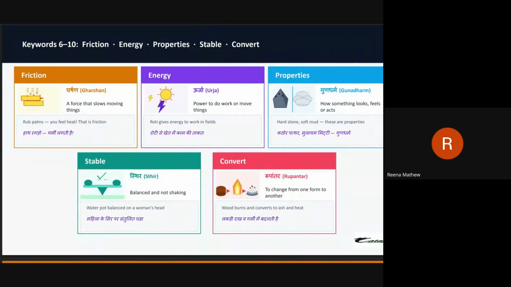So when I say the water is balanced on my head, it means that the pot is stable. Yes. So that is stability. Stable is the next word. Can you make me a sentence with stable?